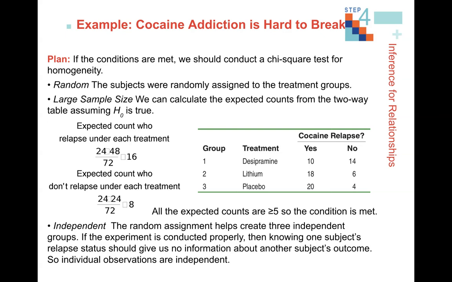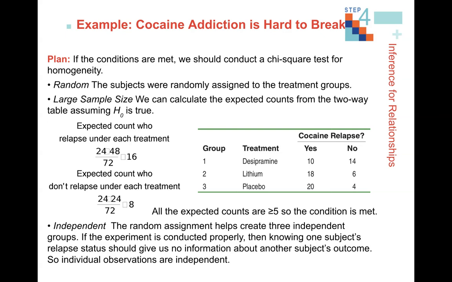Random: the subjects were randomly assigned to the treatment groups. Large sample size, again, I call that expected counts. You have to check that all the expected counts are greater than or equal to 5. Now, in our antiquated, outdated textbook, it says something about if all of them are 5, but less than 20% of them are at least 1, then you're okay. No, forget that. They all have to be 5 or greater. All the expected counts are greater than or equal to 5, so the condition is met.